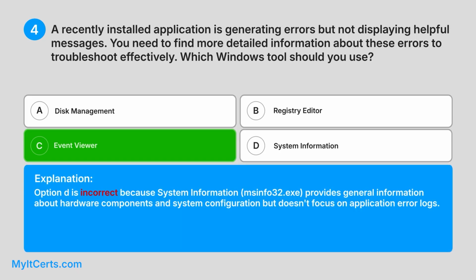Option D, System Information, is incorrect because System Information, msinfo32.exe, provides general information about hardware components and system configuration, but doesn't focus on application error logs.